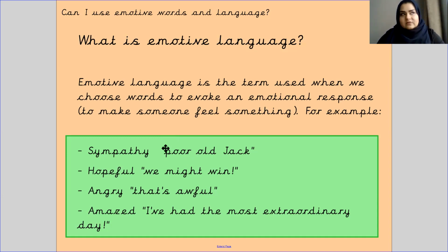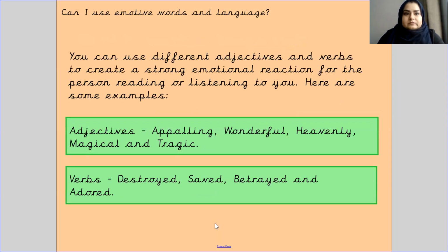Okay, so hopeful, we might win. So hopeful is a very positive feeling. It's when you're feeling like something can happen, go for it, like a very encouraging feeling. Okay, when someone's feeling angry, so for example, when you would say that's awful, that is a very angry emotion. Okay, because of the way probably showing it on their face or the way it's written. And amazed, I've had the most extraordinary day. Yeah, the word extraordinary shows that it's a very amazing day. Yeah, it was out of this world.